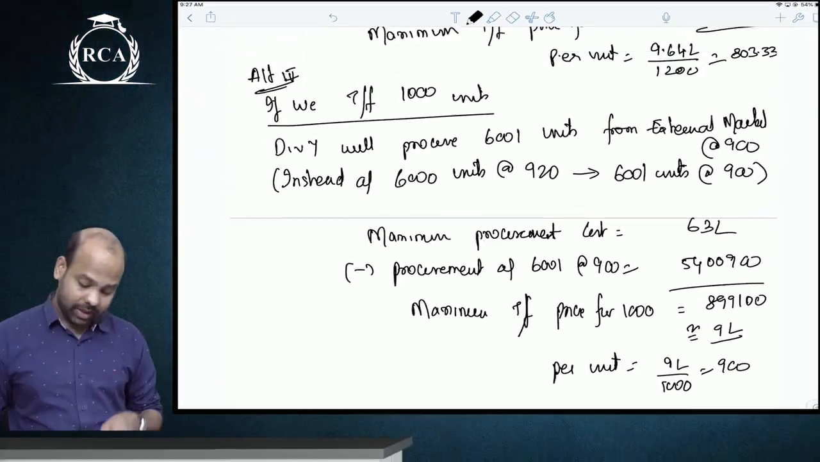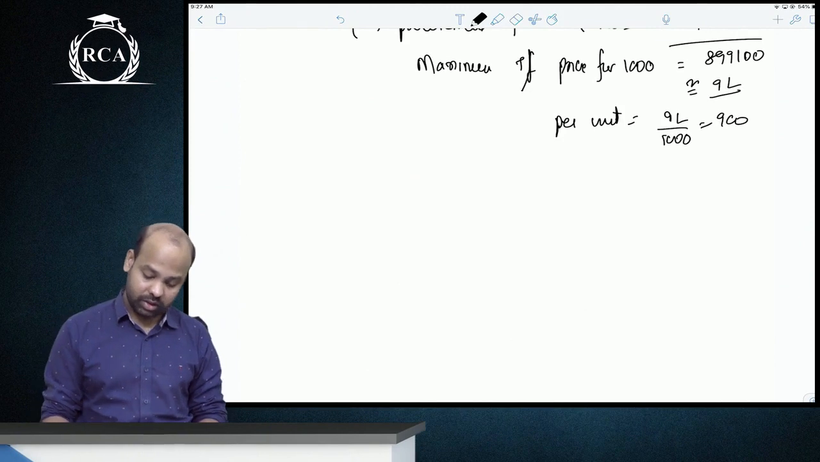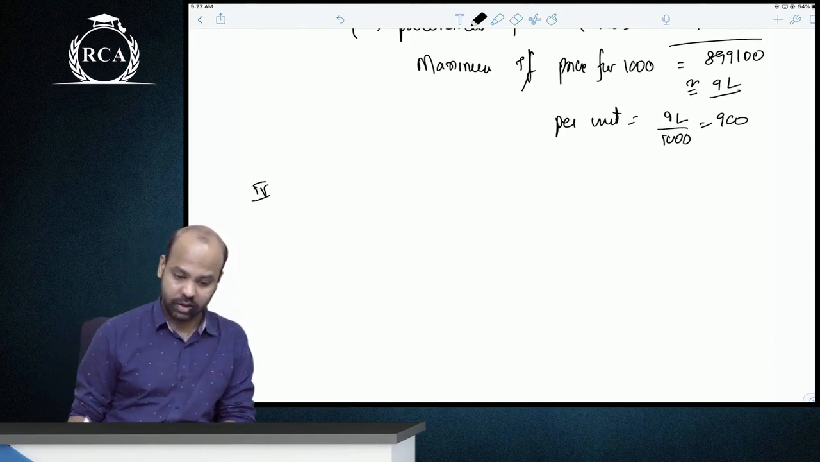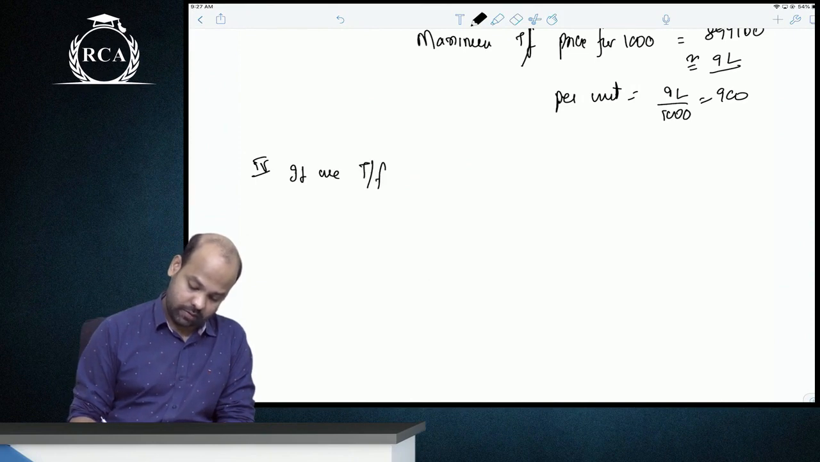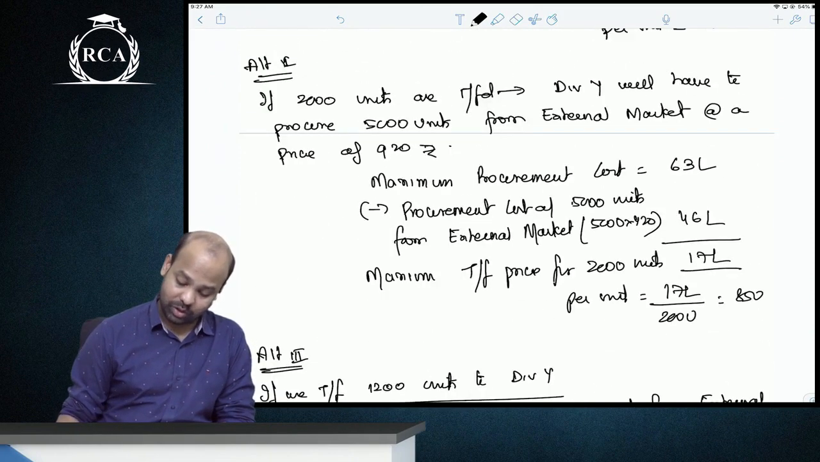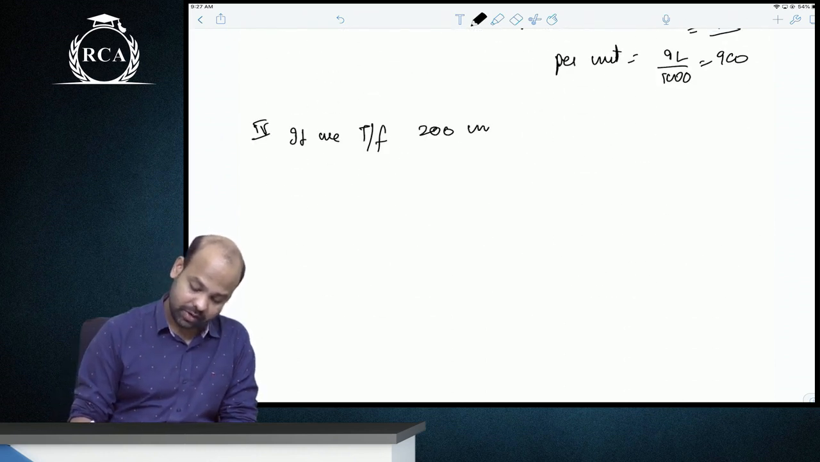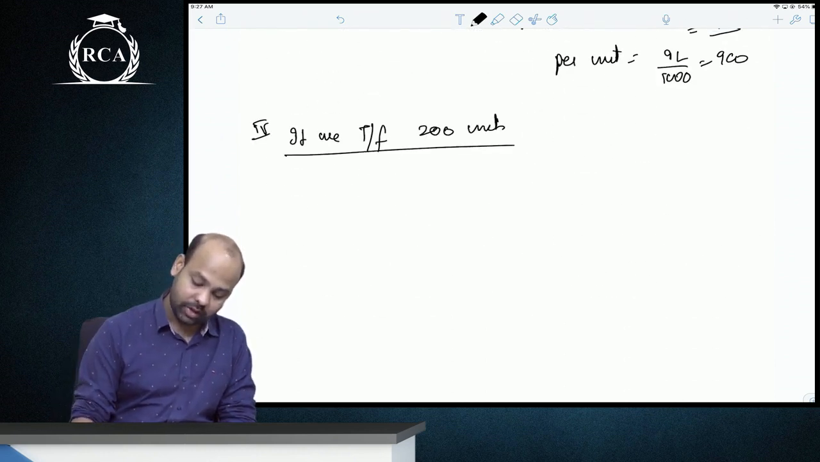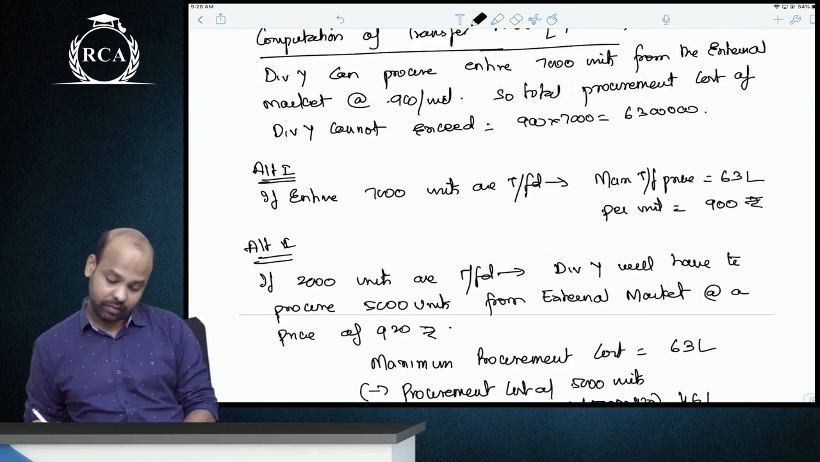Now guys, what will happen under alternative 5, beta, is if you transfer 200 units, or 6200 units. If we transfer 200 units, please do it with me. This is alternative 5.